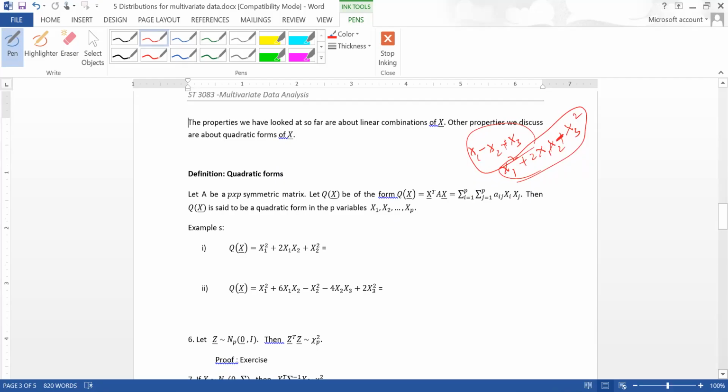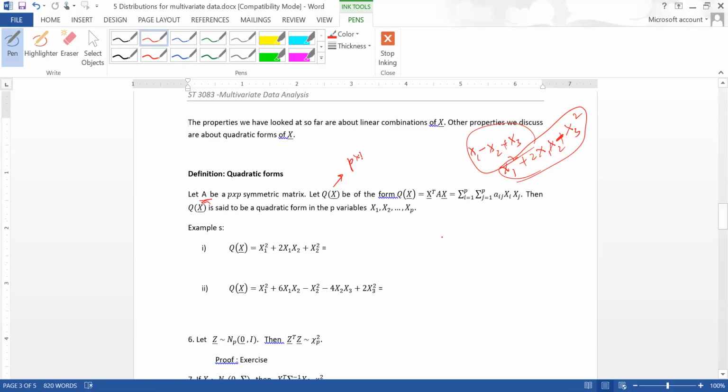Let A be a P by P symmetric matrix. Let Q(x) be of the form, that means a function of x's. A is a separate matrix. This x is our usual P by 1 vector x. So a function of x.